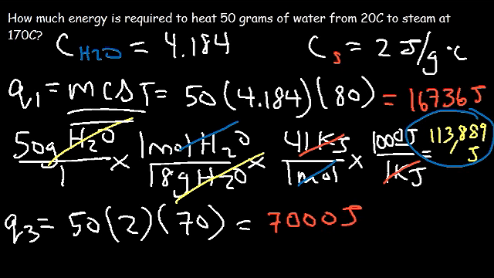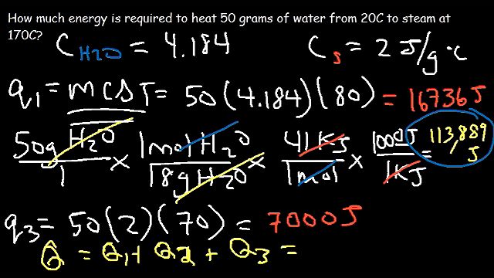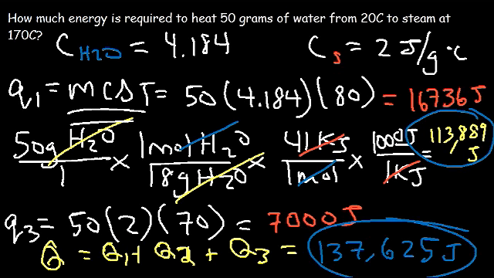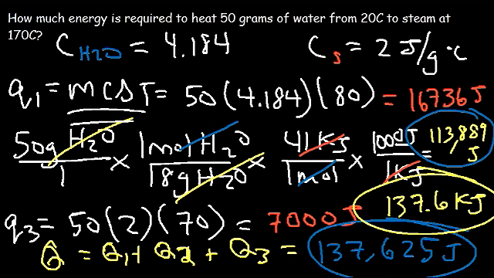So now let's find the total energy, which is the sum of Q1, Q2, and Q3. So 7,000 plus 16,736 plus 113,889. The total energy is about 137,625. So that's how many joules of heat energy is required to heat 50 grams of water from 20 degrees Celsius to 170. And if you want to convert this to kilojoules, divide it by 1,000. So this is 137.6 kilojoules.